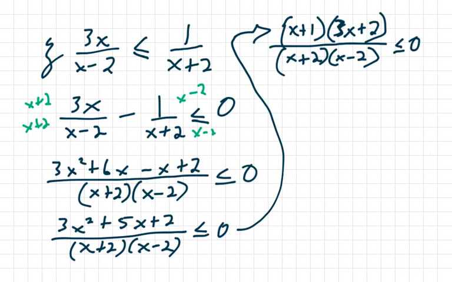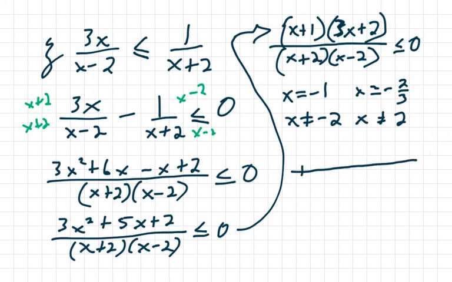Here we go. So now I've got everything factored. I can go and state my x-intercepts and my vertical asymptotes. So x can equal negative 1, negative two-thirds. I've got x can't equal negative 2, and x can't equal 2, because those are vertical asymptotes. Okay, so we've got all of our solutions. Let's plot them on a number line: negative 2, negative 1, negative 2/3, and 2.